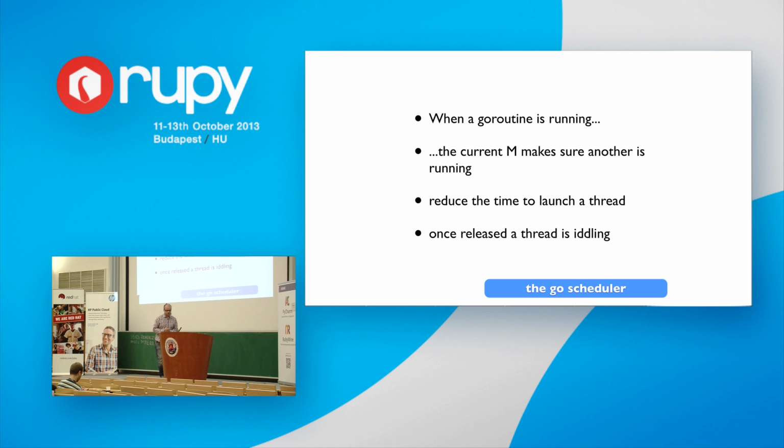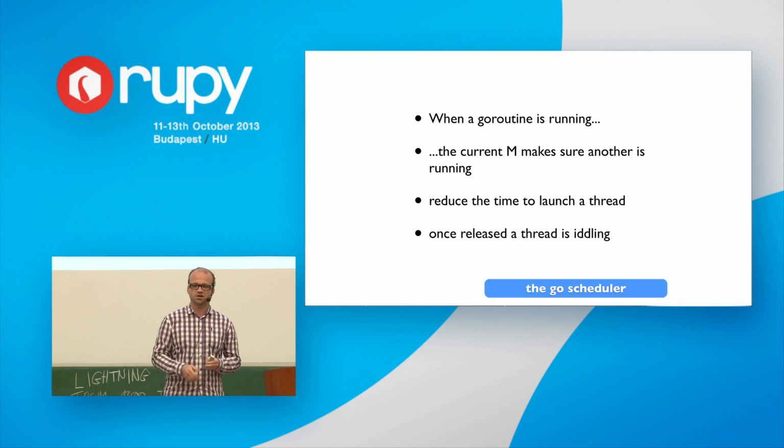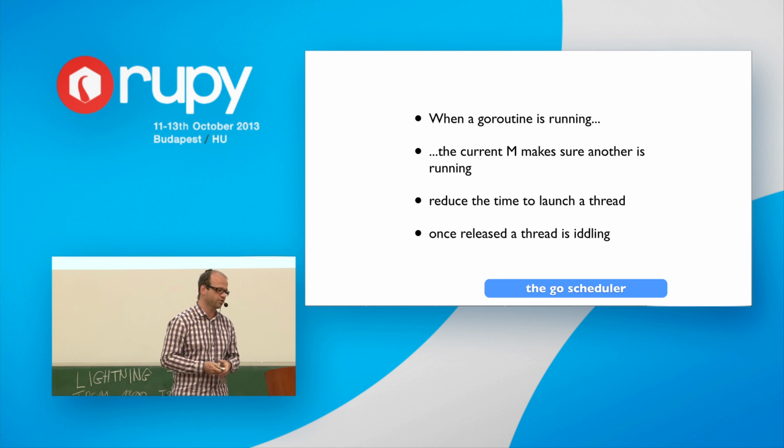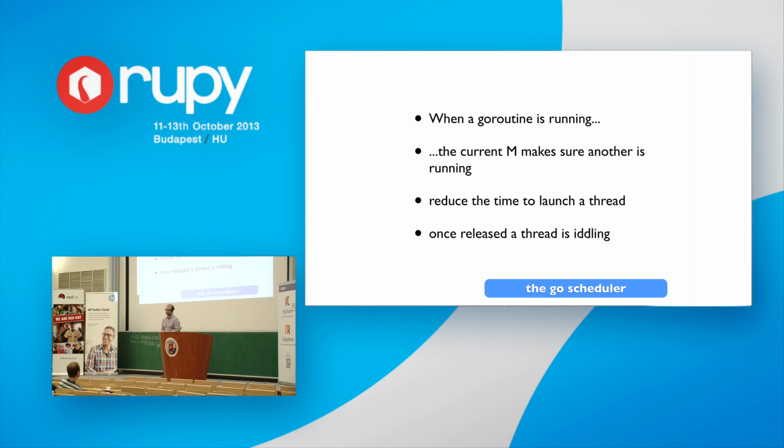So when a Go routine is running, the current M makes sure that another thread is running on the same side. So you always have, at a time, for one processor, 2 threads running. So you can make sure that when a blocking call happens, you can switch very rapidly to the new thread, the new processor. You don't have to wait for launching a new thread, etc., which can be really slow on a busy system.